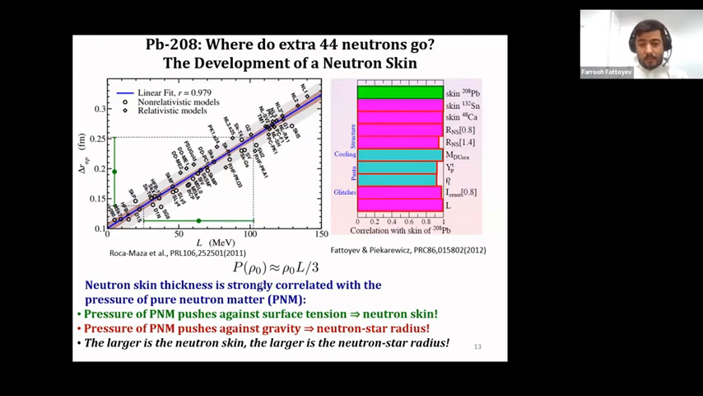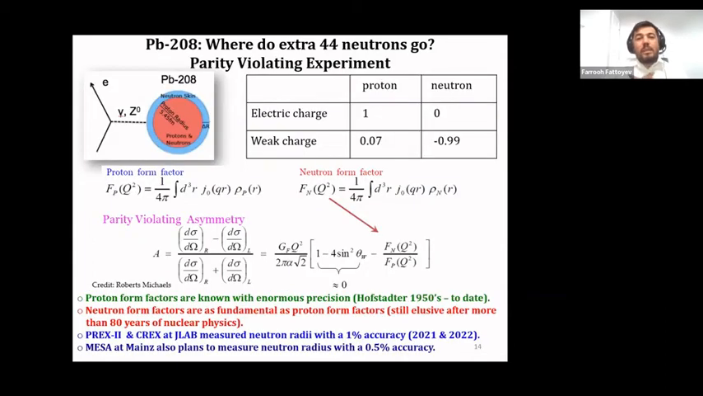Now, this correlation can be understood very easily because the pure neutron matter tries to push against surface tension and generates a neutron skin. And this same pressure, or at least similar pressure, pushes against gravity, and therefore the neutron star radius is determined. So the larger the neutron skin, the larger the neutron star radius. And how do we determine it? It is done by using the so-called parity violating experiment.